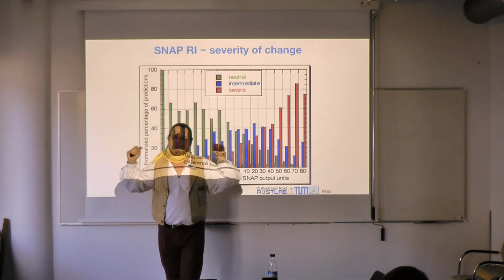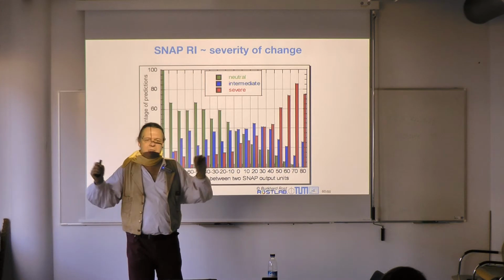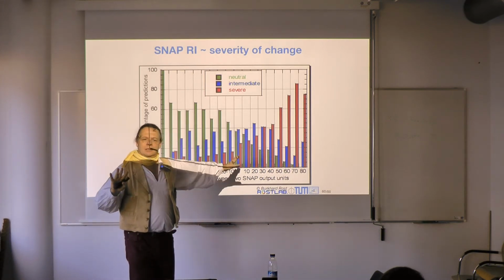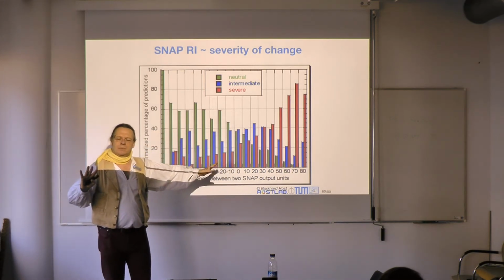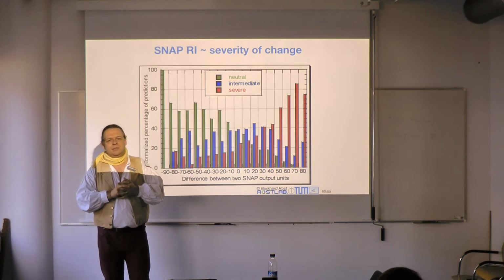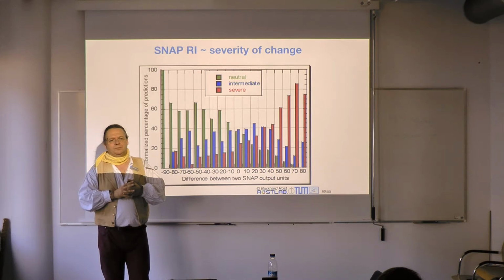That it captures the severity of a change is by no means put into the system. How do you believe the system learned severity of change? Implicitly.